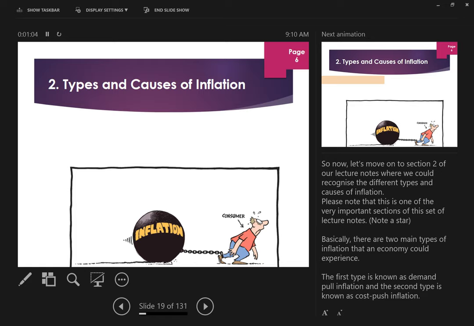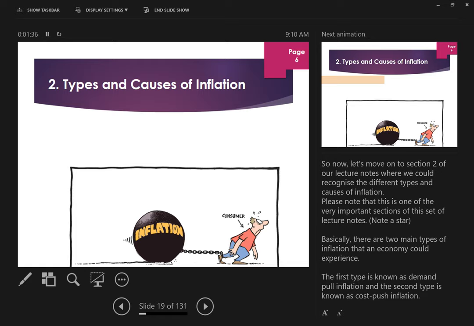So earlier we were looking at inflation in general. We examined the various degrees of inflation. We got a better understanding about the experience of inflation, at least in Singapore's context, over the past few years. We also saw hyperinflation, the effects of hyperinflation, and of course, the unanticipated inflation. Right now we're moving on deeper to the topic of inflation. We're going to look at the various types and causes of inflation.